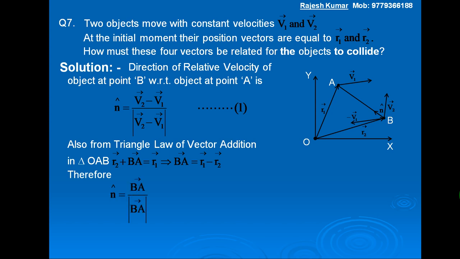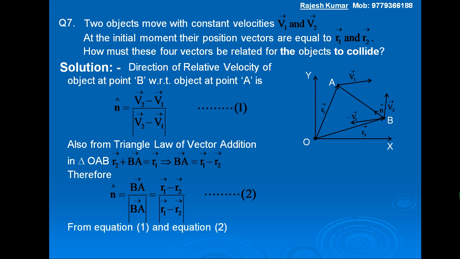Therefore, n cap, the unit vector along the direction from B to A, is equal to BA vector upon mod of BA vector. Putting the values of BA vector, n cap is equal to r1 vector minus r2 vector upon mod of r1 vector minus r2 vector. Let it be equation number 2.